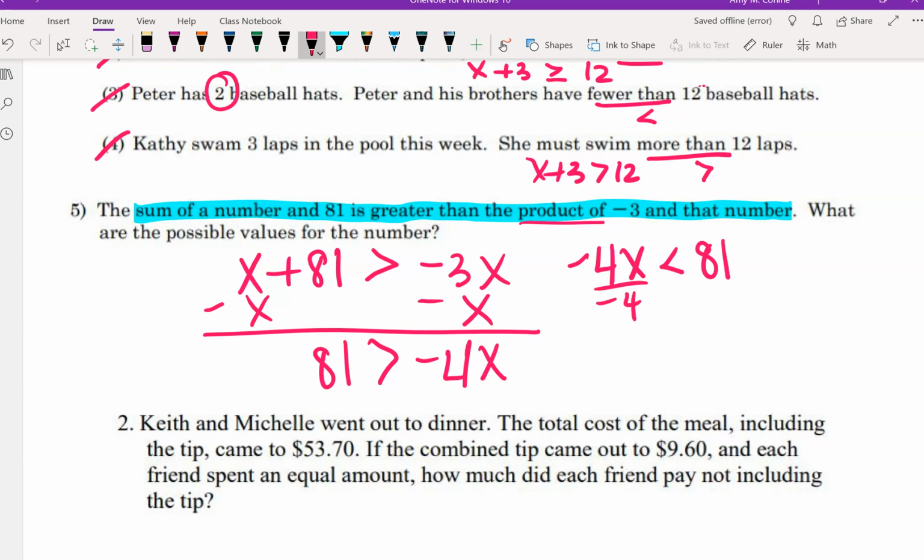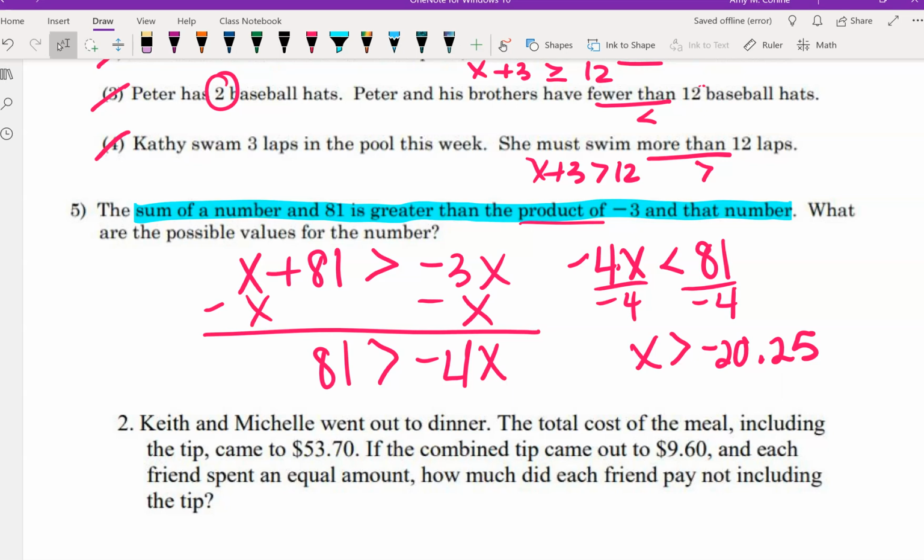I think that's easier for you guys as well. I'm going to go ahead and divide my -4 over because we are multiplying, so we're going to divide to get rid of it because they are inverses. So then we're dividing by a negative, which means I have to flip my inequality symbol. And so 81 divided by -4 is -20.25.